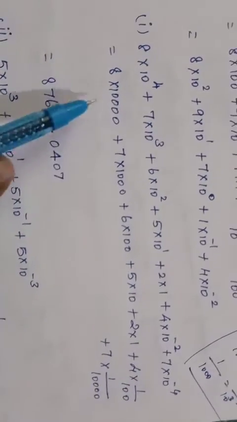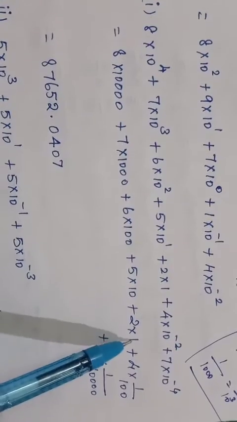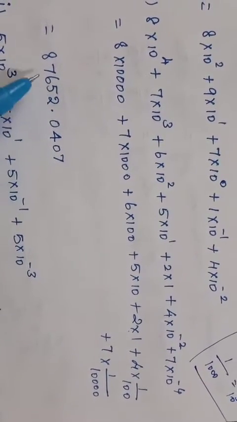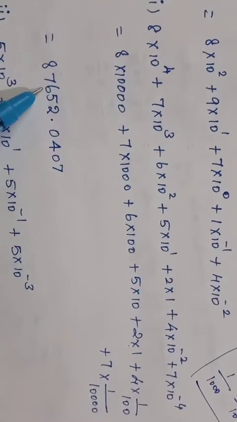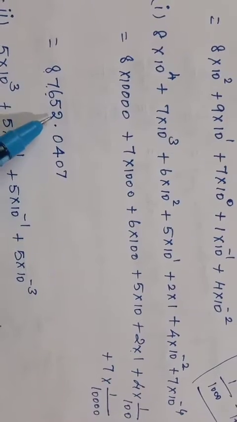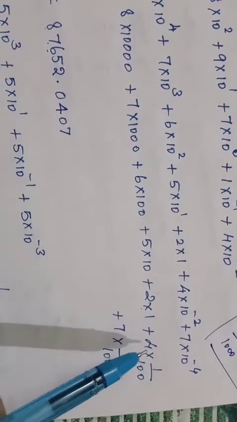So now according to that we have to write it as a number. You have to start from the ones place. How many ones are there? 2. How many tens? 5. How many hundreds? 6. How many thousands? 7. How many ten thousands? 8. So 87,652 point. Here on the decimal side you see 1 by 10 is missing.